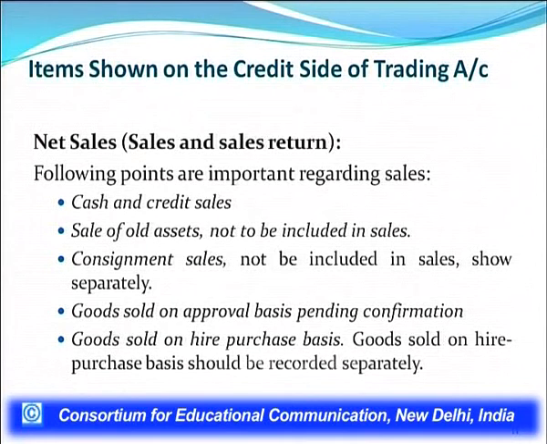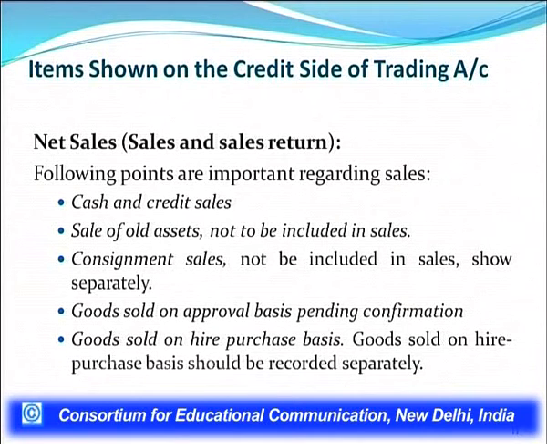Then sale of old asset. Sale of old assets is not considered the ordinary sale in the ordinary course of business. So, it should not be included. Then consignment sales. If the goods has been sold on consignment basis, then it is not the actual sale, but it is shown separately in goods sent on consignment account, and we may deal with the consignment account separately. A separate consignment account is to be prepared to calculate the profit or loss on goods sent on consignment basis.